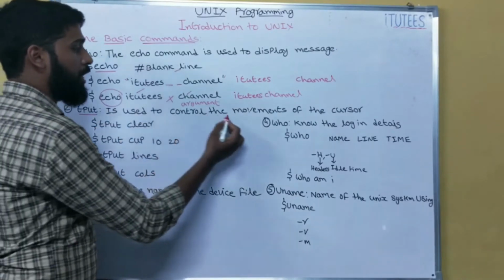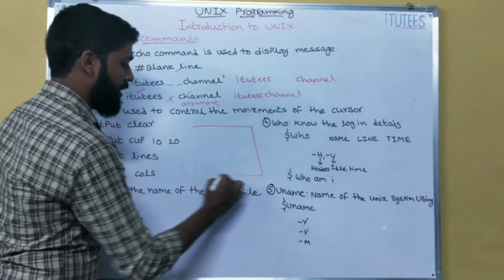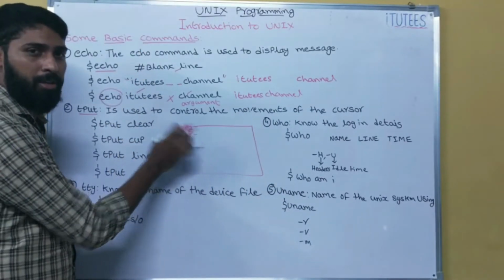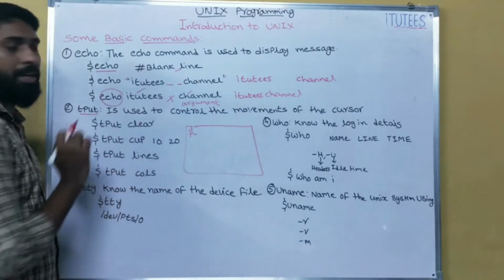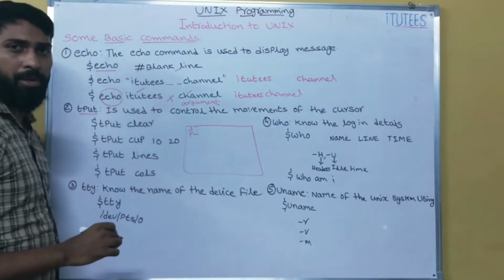The second command is tput. It is used to control the movements of the cursor. If you think of this as the terminal, the cursor is in the left top corner. So tput clear, then the cursor is placed in the left top corner.